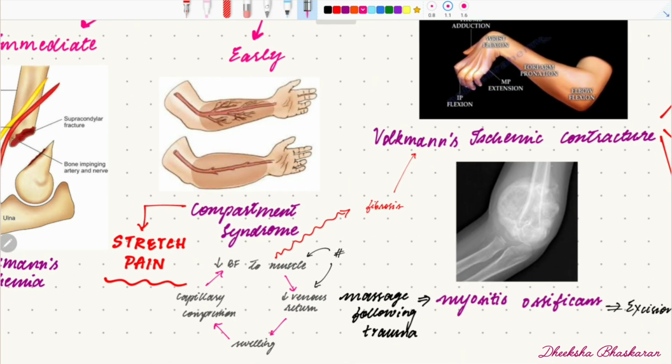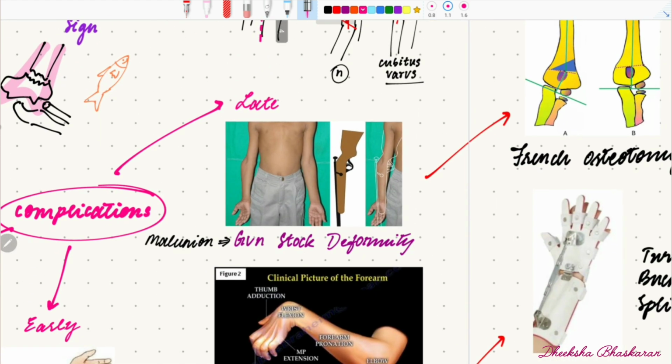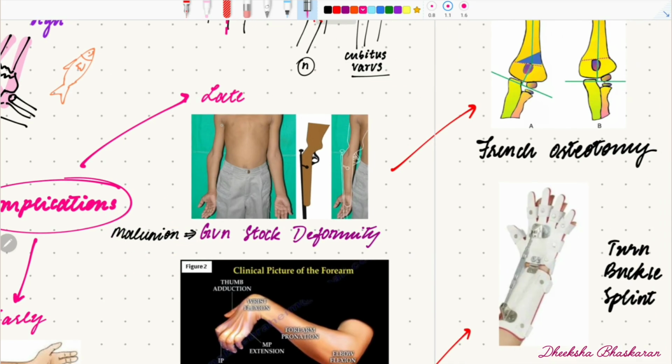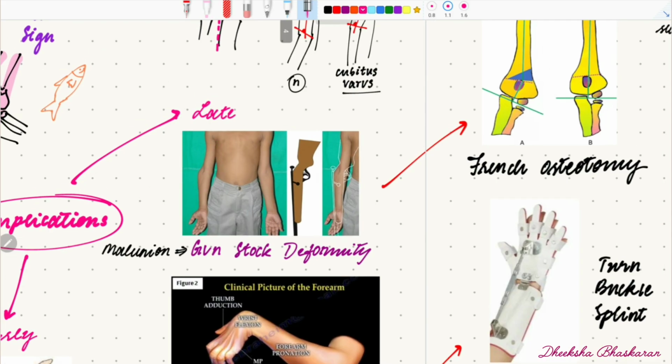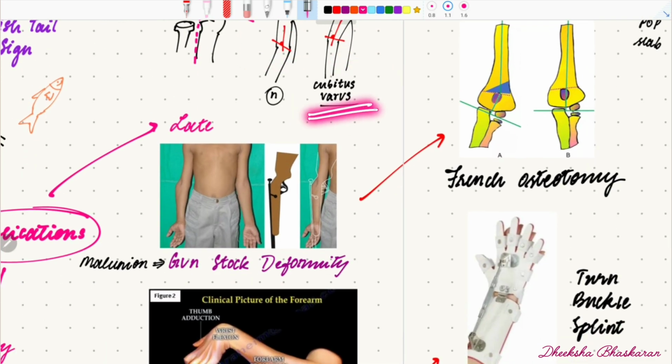This causes pain. So this is called compartment syndrome. The child will have pain on passive stretching of the forearm, especially in the flexor compartment of the forearm. Late complications that could occur, and the most common complication among all, is malunion. Malunion is when the fracture sites don't unite properly, and there's cubitus varus deformity, as we saw earlier, with the Baumann's angle, carrying angle and all. Cubitus varus deformity is called the gunstock deformity because it looks as such, right?